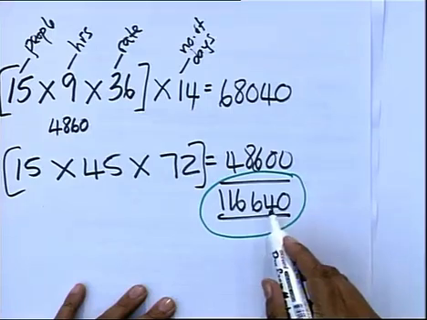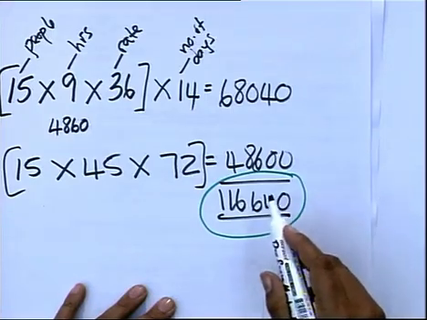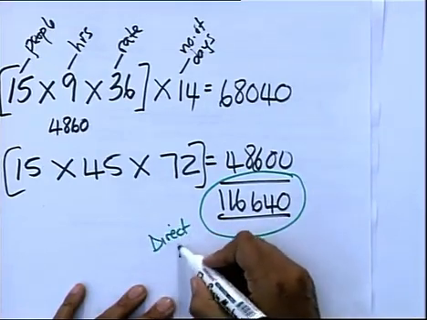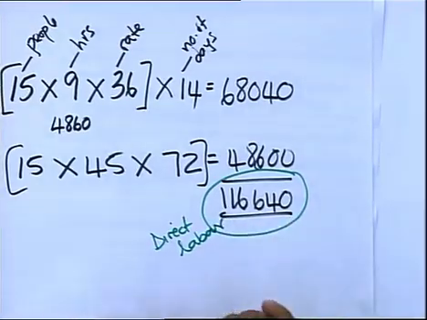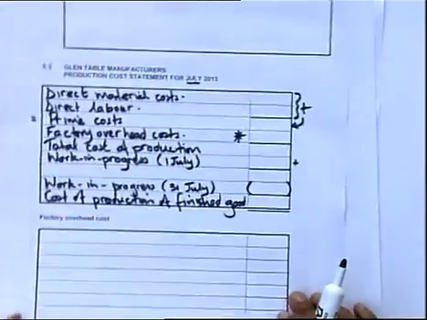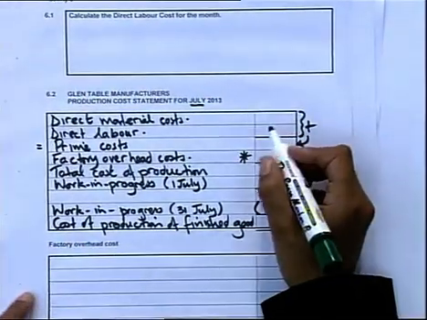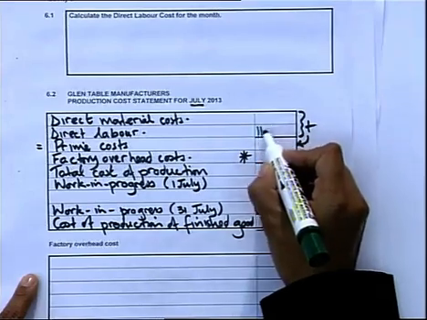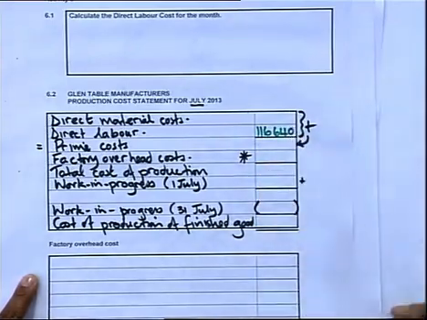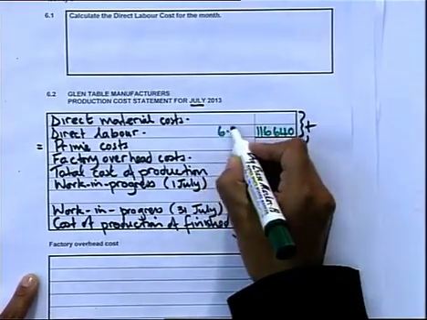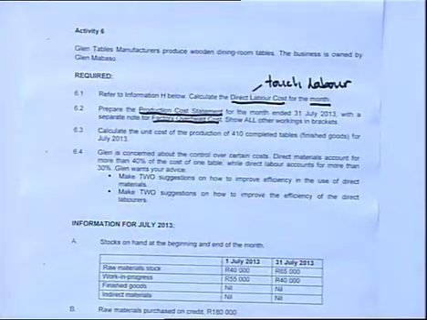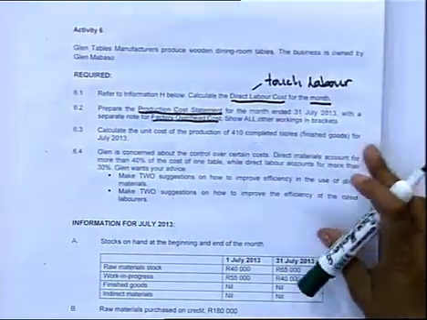Why? That is our direct labor. We've already calculated it in 6.1. So that's our direct labor. Okay, so we don't have to recalculate that. So let's put that into our production cost statement because we already have it. There we go. Direct labor, and the amount is 116,640, already calculated as in 6.1. Okay. Exams are also always set that you can work out amounts before.